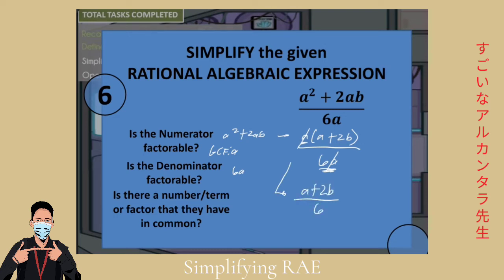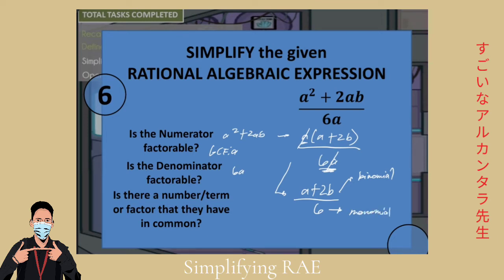So there will be a question like, sir, can we simplify the 2 and the 6? No, because the numerator is a binomial. If it's a binomial, that means there are 2 terms. The denominator is just 1 term, and it's a monomial. So you cannot cancel that out.